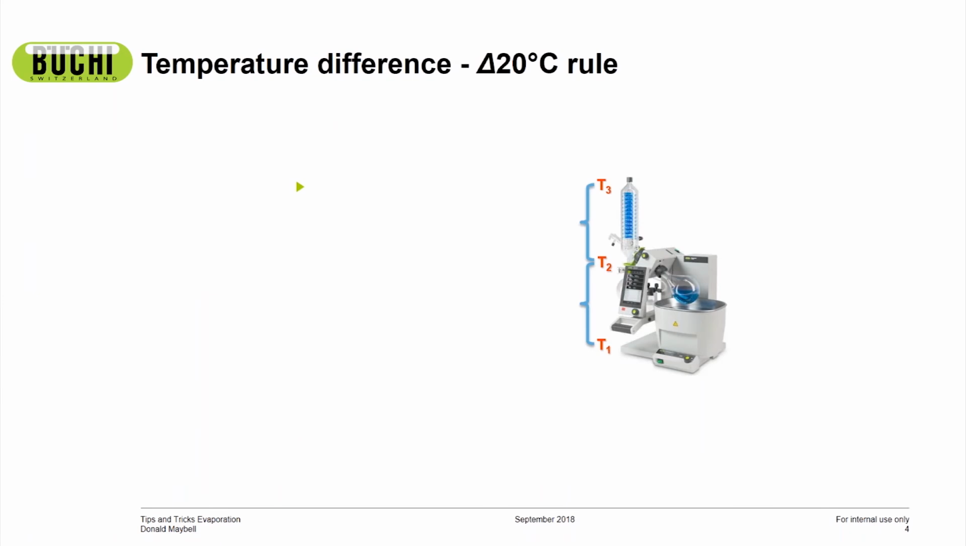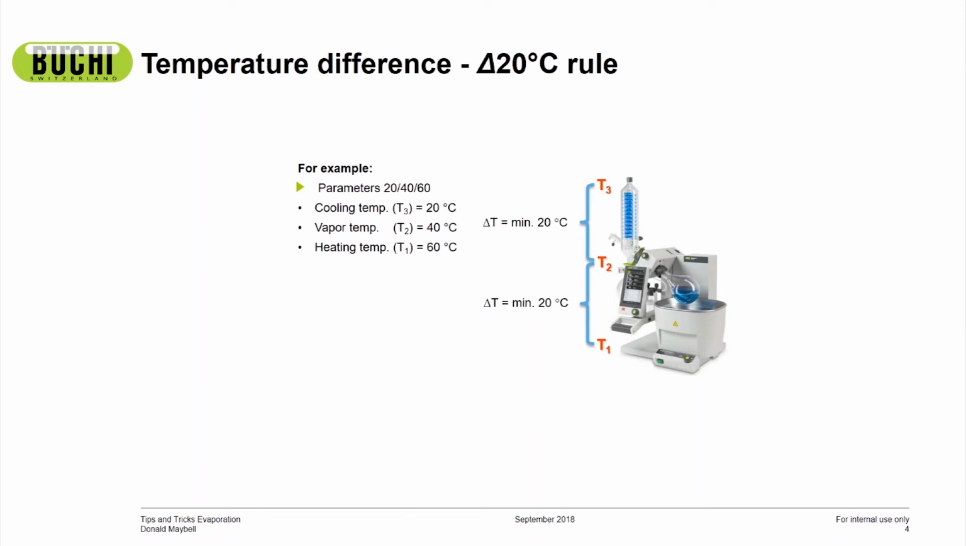Here at BUCHI, we have something called the Delta 20 rule. The Delta 20 rule means that to get a nice, good optimized system, you want a 20-degree difference between your heating temperature and your target boiling point or your vapor temperature. And then you want another 20-degree difference between your vapor temperature and your condenser temperature. This gives a nice, good balance to your system so that all the energy that you're putting into the system, you're taking it out as well.